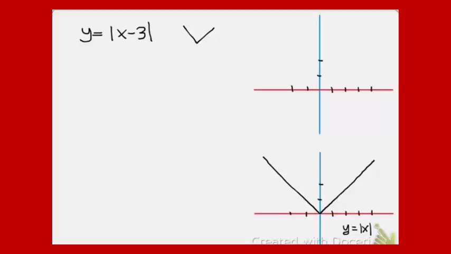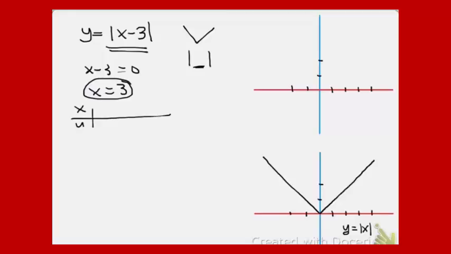Anything inside the absolute value sign is all we're going to deal with. In this equation, x minus 3 equals 0, so x is going to equal 3. From now on, 3 is going to be our anchor point. So I'm going to make a chart to fill in with several numbers greater than 3 and several numbers that are less than 3.